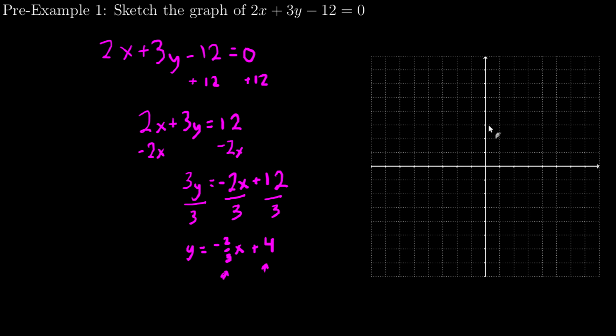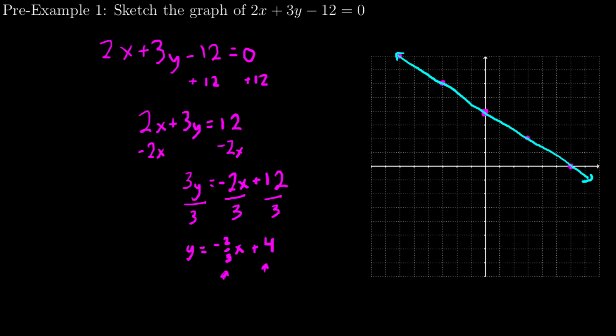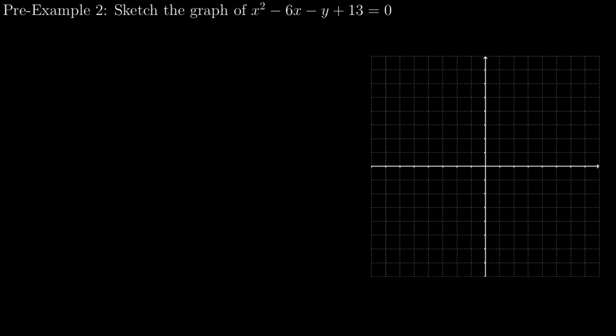I start by plotting the 4, and then I can follow the slope of down 2, right 3, down 2, right 3, down 2, I'm off the graph, or up 2, left 3, up 2, left 3, and from that we get our line. So this is a linear function here. Now, this had no squared terms. So let's get closer to something we've done before.